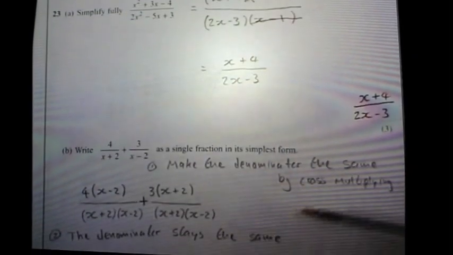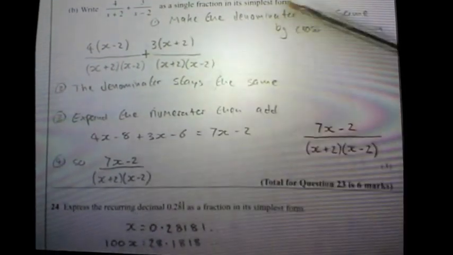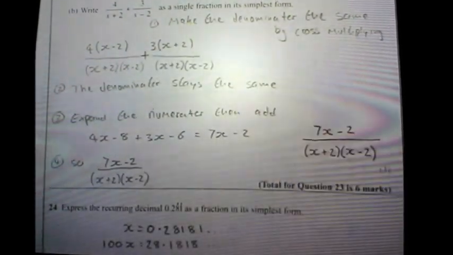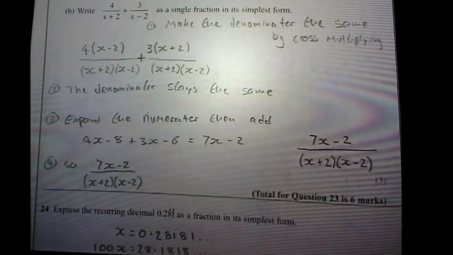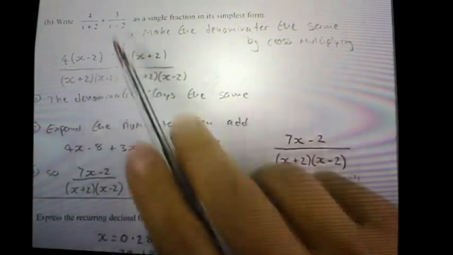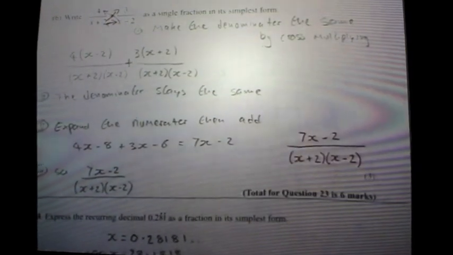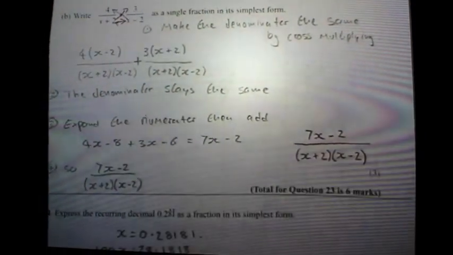The next one there, write the expression as a single fraction in its simplest form. What you need to do, like you do when you're adding up any fractions, is get the bottom numbers, or the denominators, the same, by cross-multiplying. Well, you don't have to cross-multiply, but that's what you can do. So step 1, I've made the denominators the same, because I've literally multiplied them by each other. So I've multiplied those two by each other. So I've also done that, and I've also multiplied it by that as well. So that's where we get this from.